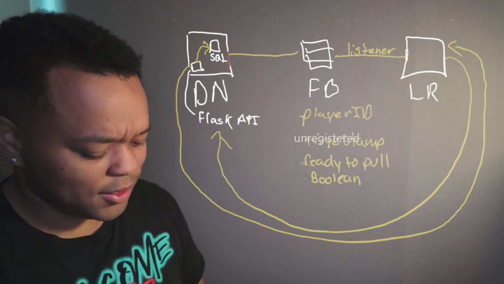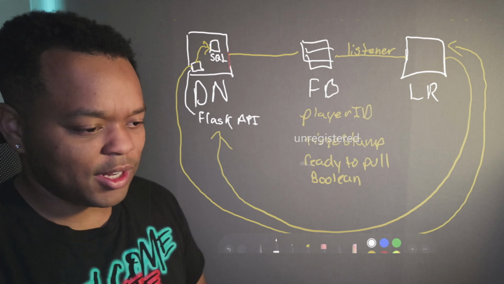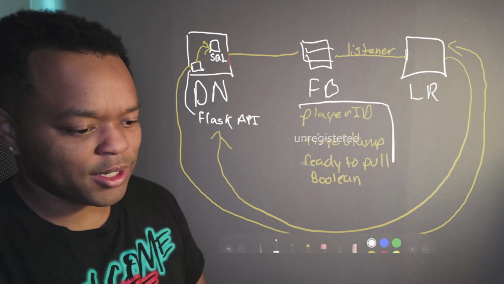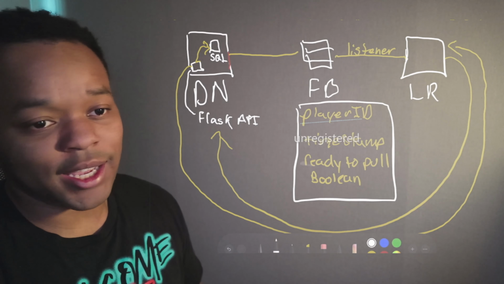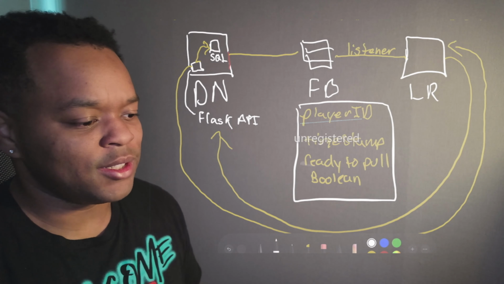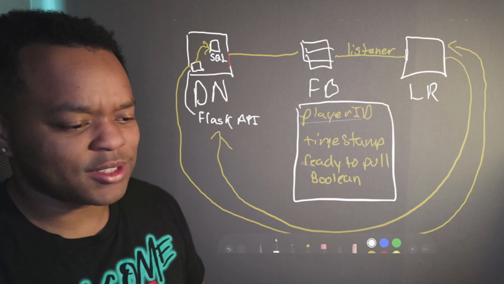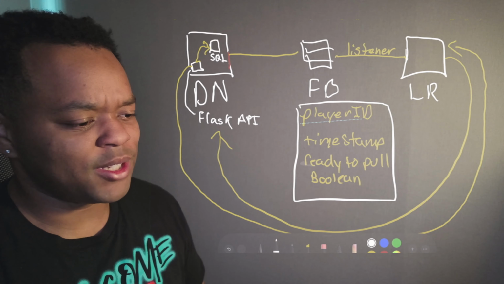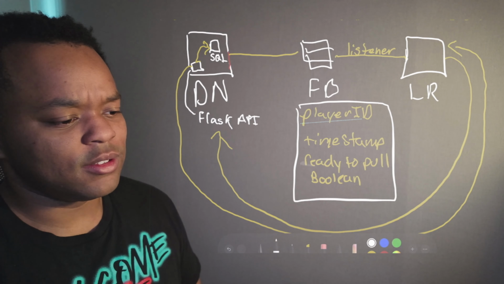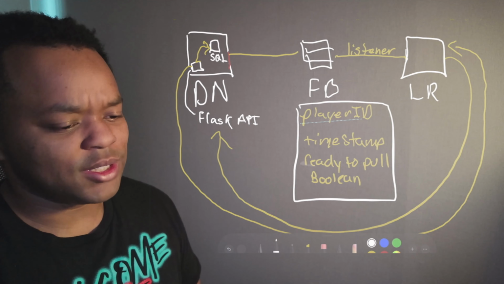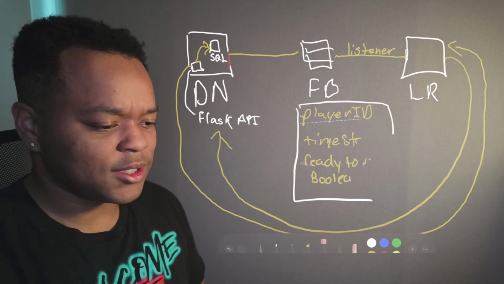But then I started to think, am I really saving money though? Because at the end of the day, I'm still reading and writing this value here. Right now, Firebase is acting as a communication method in between the data normalizer and the linear regression model. So I thought to myself, there has to be something else that we can use that's free and a better way to communicate between the data normalizer and the linear regression model. So we're going to go ahead and erase this.